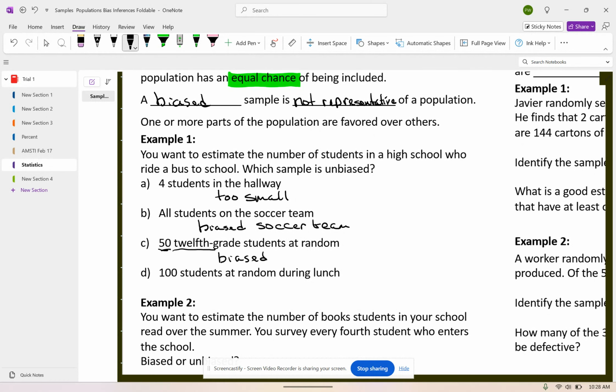But 100 students at random during lunch, everybody's going in the lunchroom. That's not restricted to any group. It's a good size, and it is definitely random. Okay, things that we are looking for.